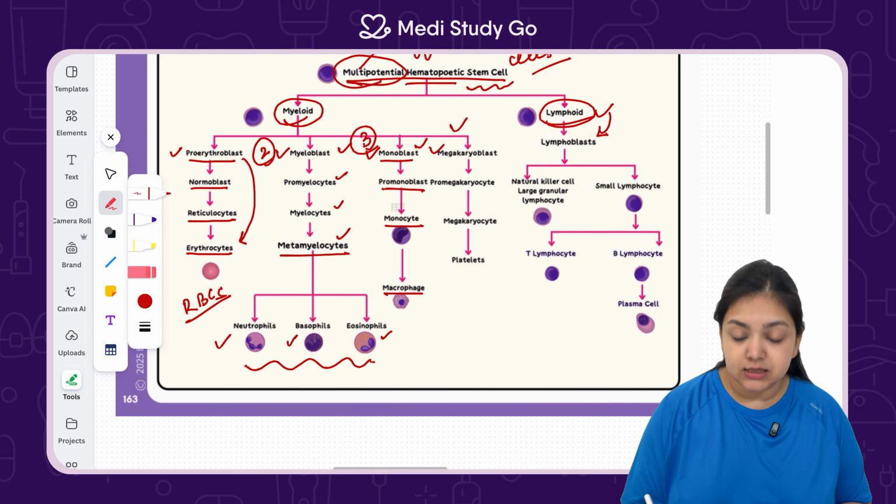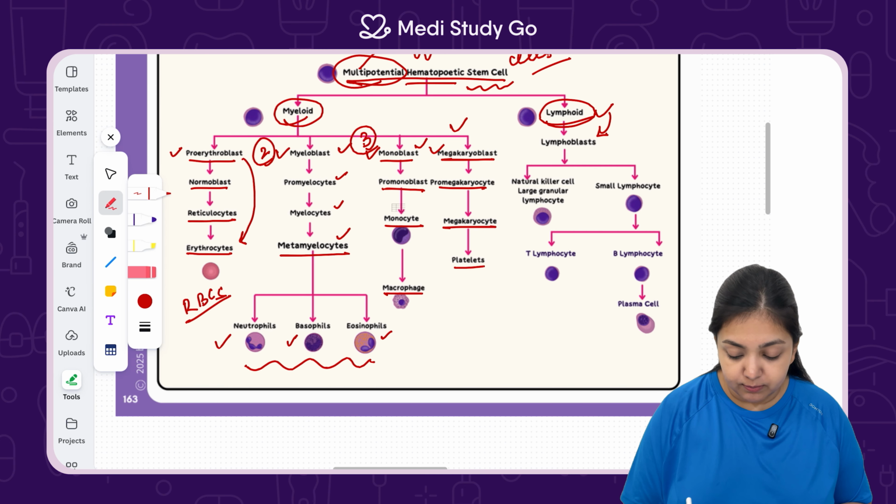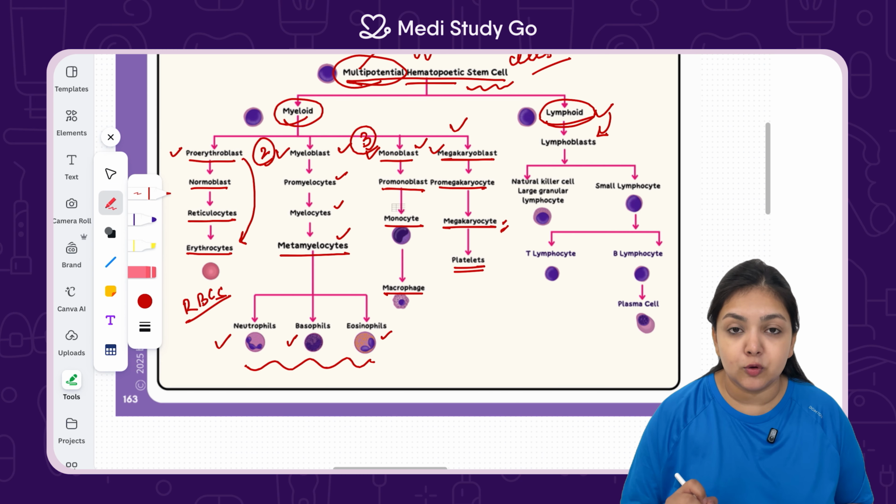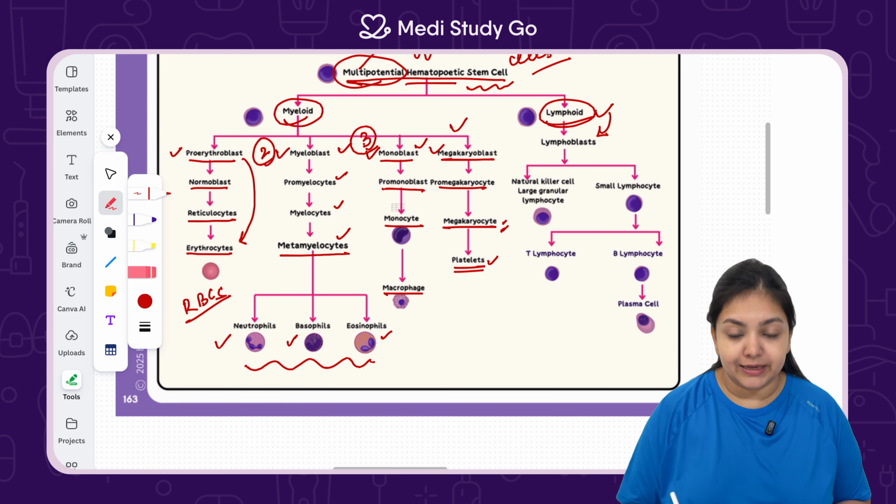Lastly, the myeloid series is going to produce megakaryoblast, which forms promegakaryocyte, megakaryocyte, and platelets. So we know megakaryocyte are the cells which are involved in purpura, that there is thrombocytopenia. Therefore, this forms platelets. So all the cells of the myeloid series start with M except just one. This is how you can remember the series for myeloid lineage.